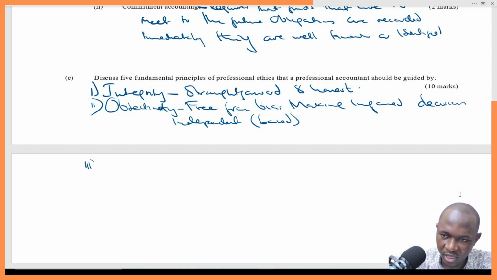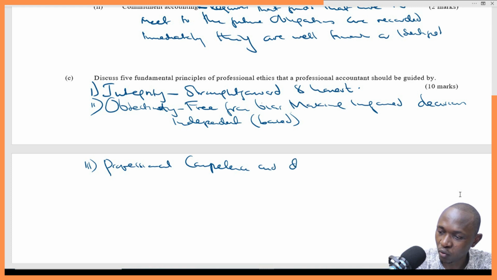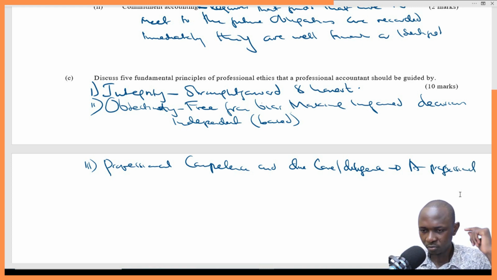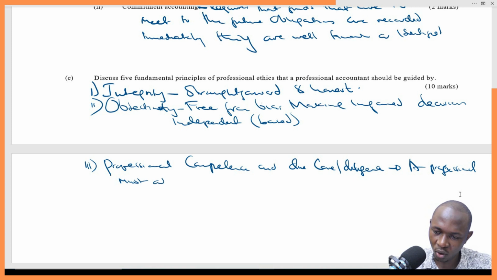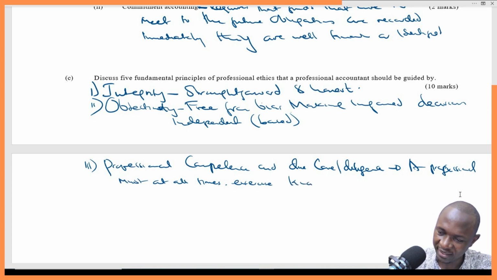Then number 3, that is the third fundamental principle of professional ethics, is professional competence and due care or diligence. This is where a professional accountant must at all times exercise the best of his knowledge and skills.